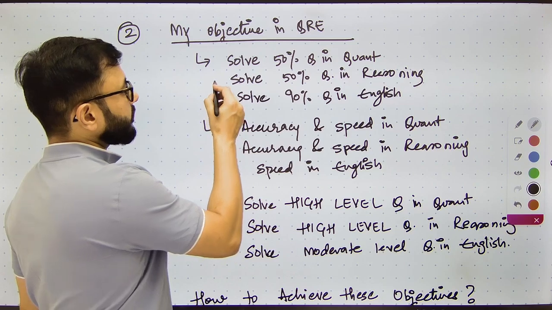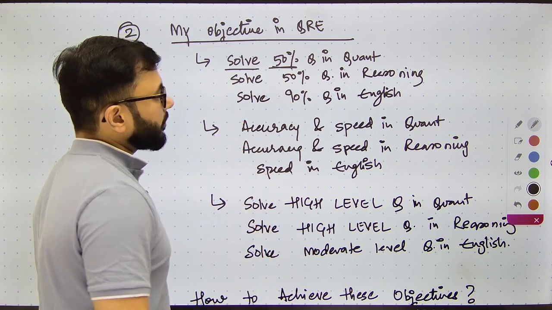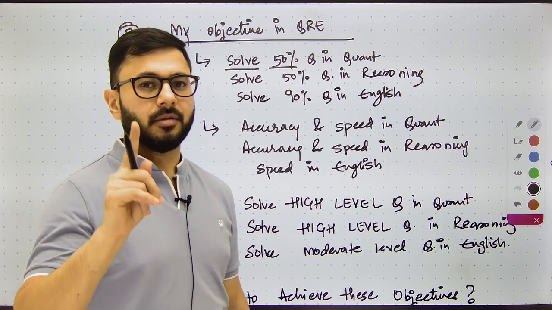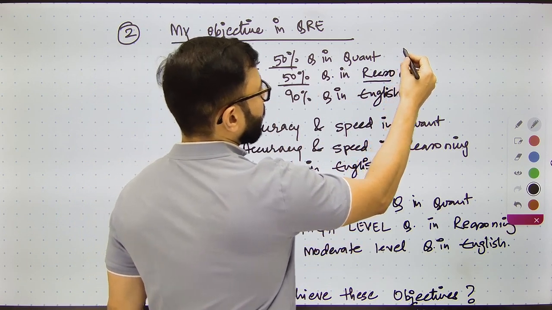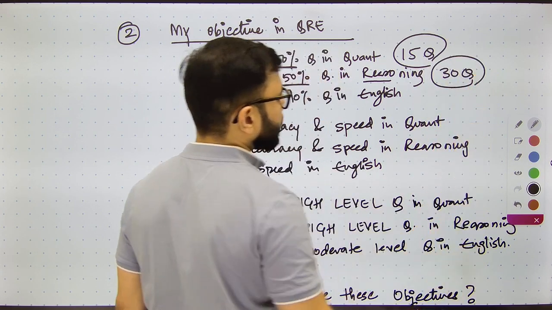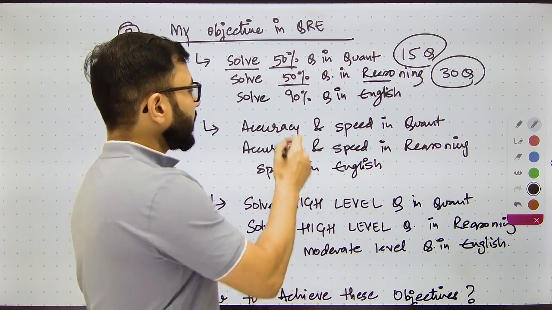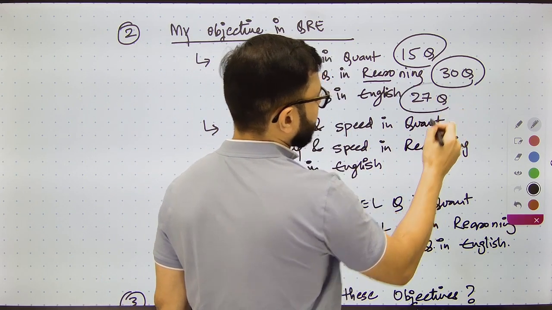Number 1, when it comes to quant, solve 50% questions in quant. That is my number 1 objective. Solve 50% questions in reasoning, which means 15 questions here and it means 30 questions here. This is my number 1 objective. And solve 90% questions in English. This means 27 questions in English.